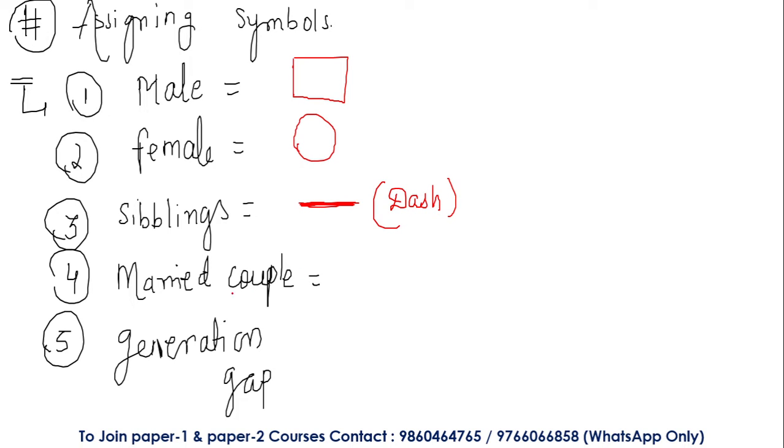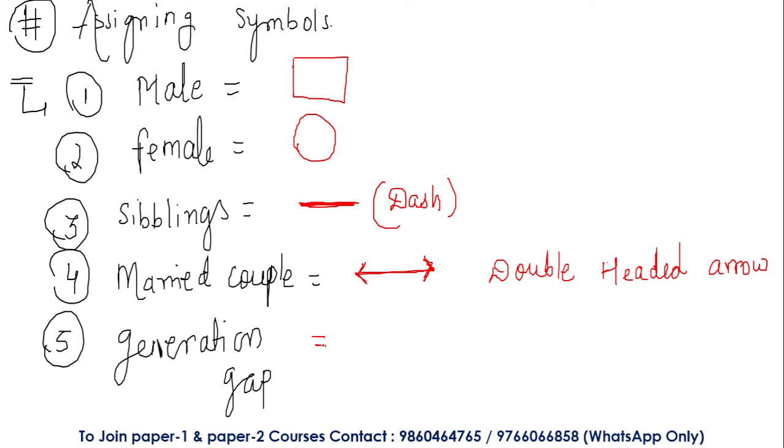For a married couple, we are going to use a double-headed arrow. Please don't get confused. I'll show you how we are going to use these symbols in the question. Whenever a married couple comes up in the question, or whenever you understand that two characters are married, at that time we are going to use a double-headed arrow between these two characters. A double-headed arrow means an arrow with two heads, right?